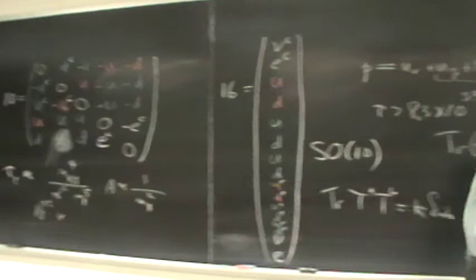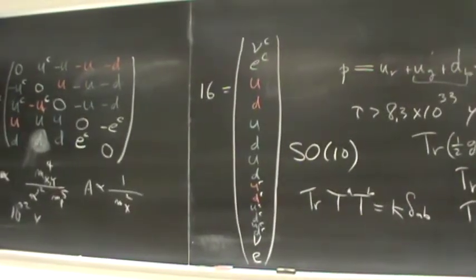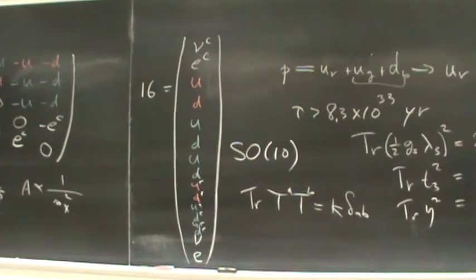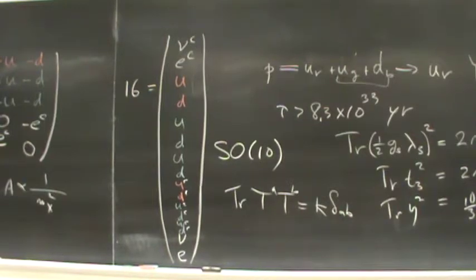Okay, what's the question? So we have all the fields in this vectorized form, in the SO10, in the 16. All the other ones. So what is the equation of motion for these fields?